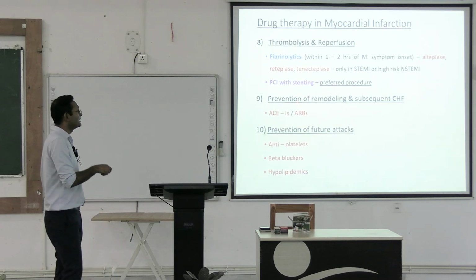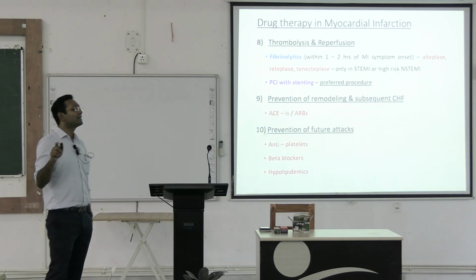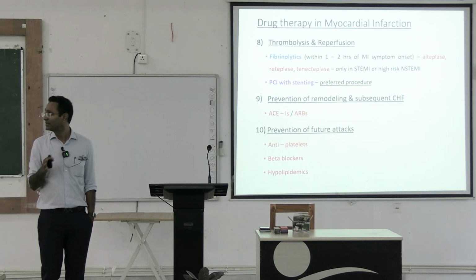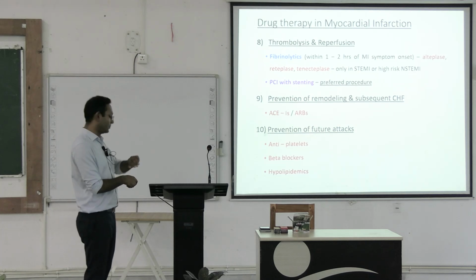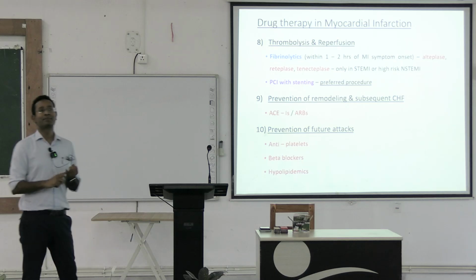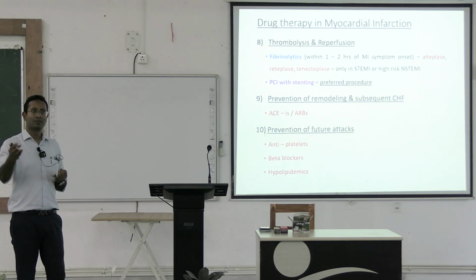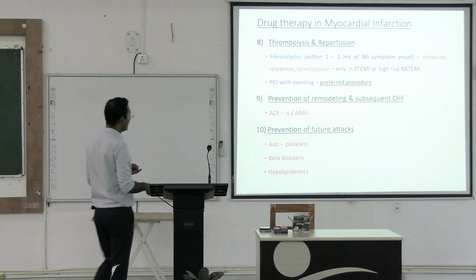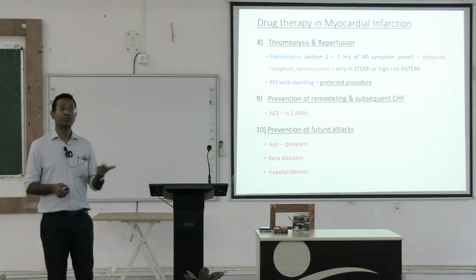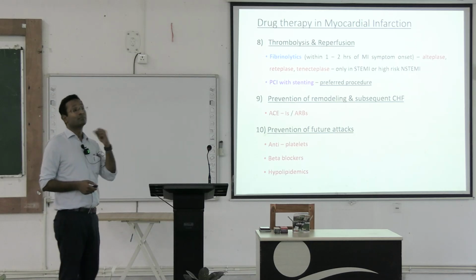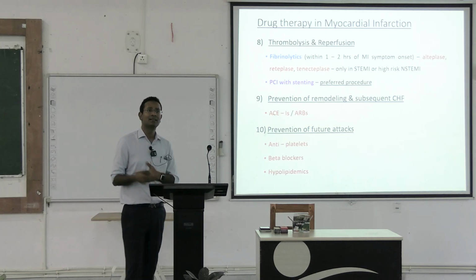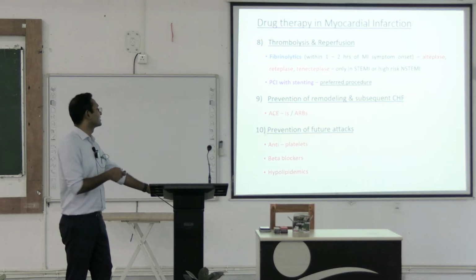Next is prevention of remodeling and subsequent congestive heart failure. ACE inhibitors and ARBs have been proven to prevent remodeling. And for prevention of future attacks, antiplatelets are given, aspirin and clopidogrel, to prevent any thrombus. Cardio-selective beta blockers are given to decrease the cardiac action, decreasing the workload of the heart. Hypolipidemics like statins are given to reduce cholesterol or triglyceride.